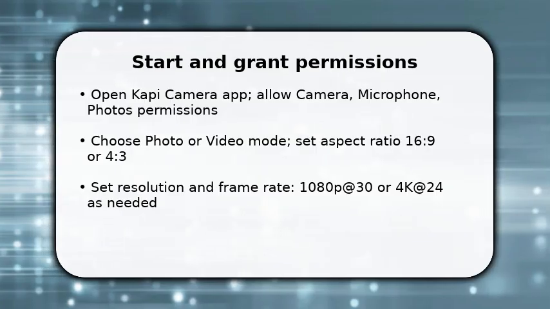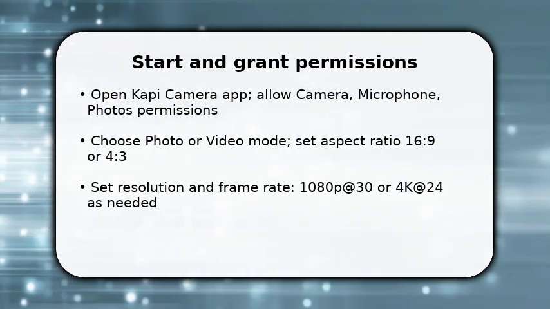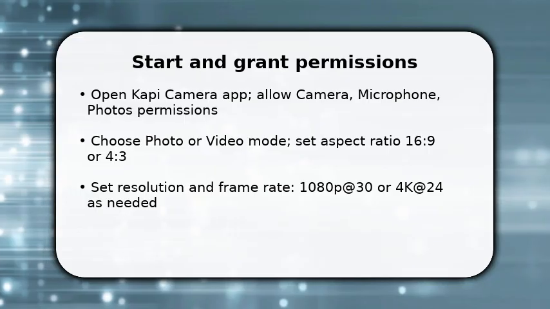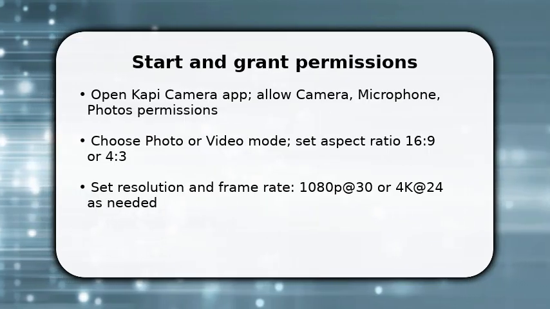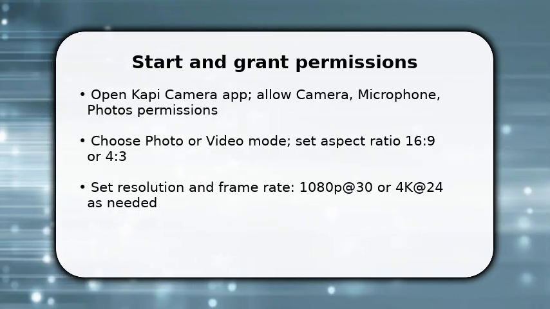You start by launching Kapi Camera and immediately granting camera, microphone, and photos access so the app can record and save. Once done, tap the mode selector to pick photo or video. Pick photo for stills, video for motion.